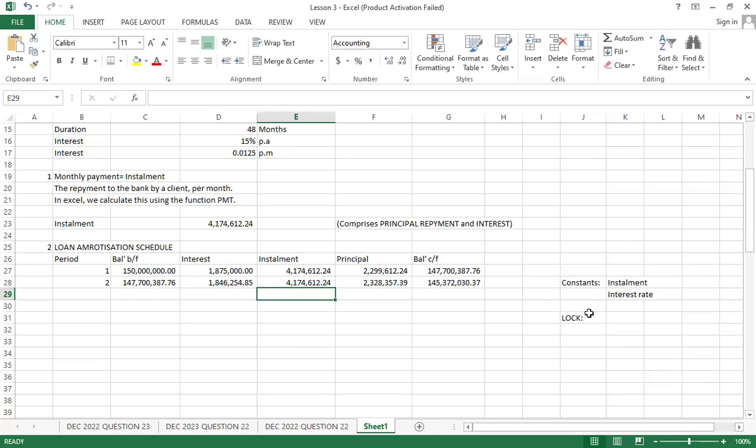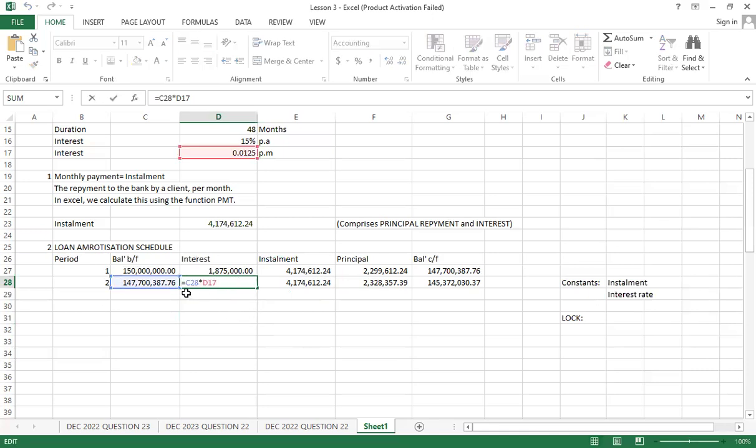The other thing that we need to lock is the interest rate. The interest rate is part of this interest column, and so I need to lock it in this interest amount. So again, I'll double click on this interest for period 2. But you know that interest has 2 items. It has the opening balance and then the interest rate, which is my cell D17.